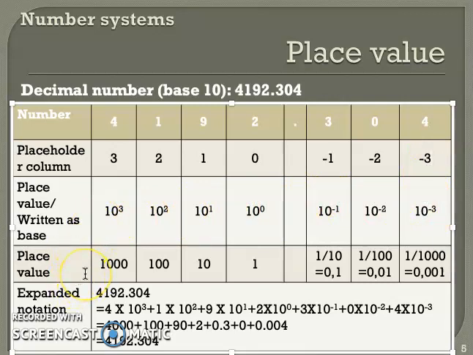Similarly, we look at what would happen in the binary number system. Now, if you had to expand the decimal number 4192.304, it will be 4 times 10 to the power 3 plus 1 times 10 squared plus 9 times 10 to the power 1 plus 2 times 10 to the power 0, and so on and so on.